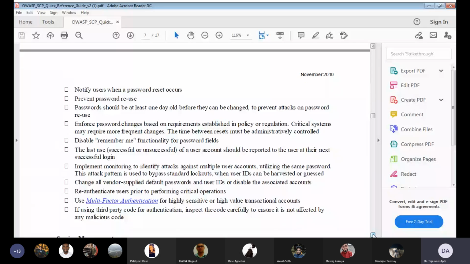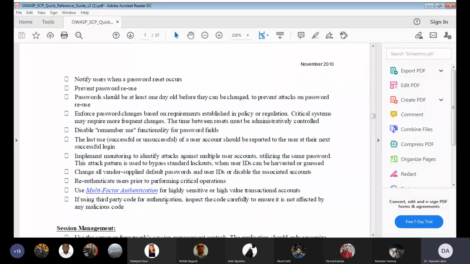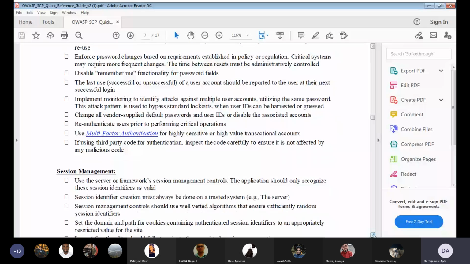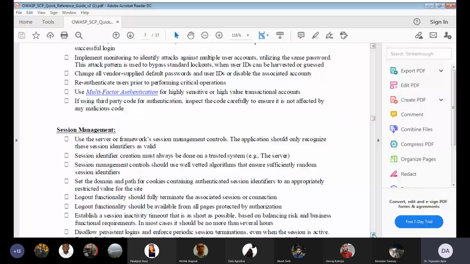Fine. After this, multi-factor authentication we have already covered. And now the session management. Please go through the password and other important things from password management. You are aware of this, so you can go through. If anything is unclear, you can always discuss with me. So just make sure that you go through it.